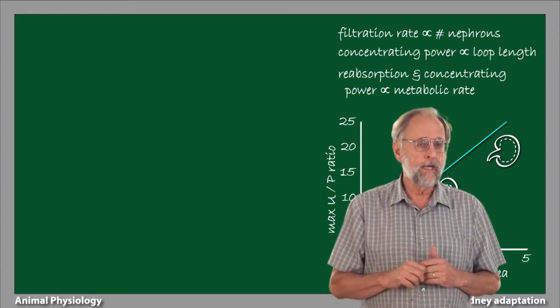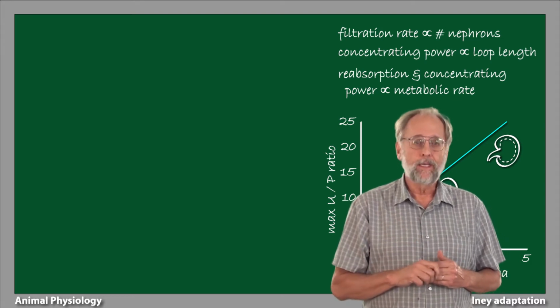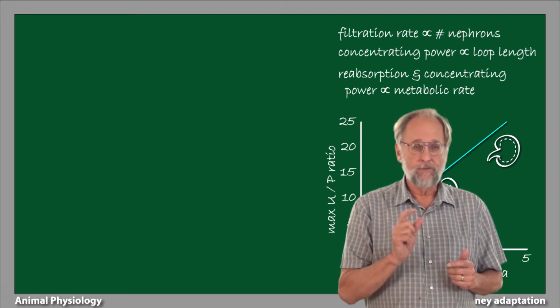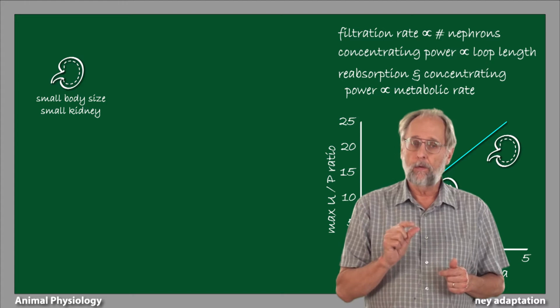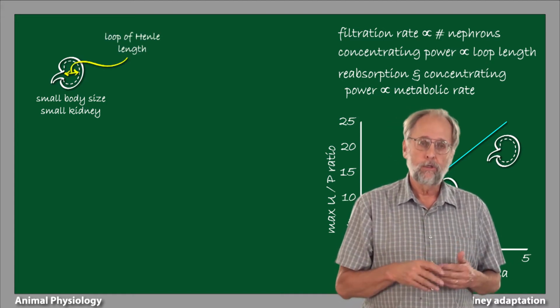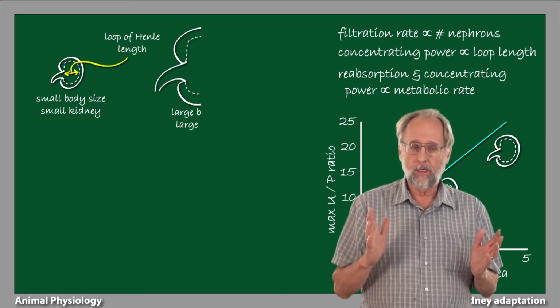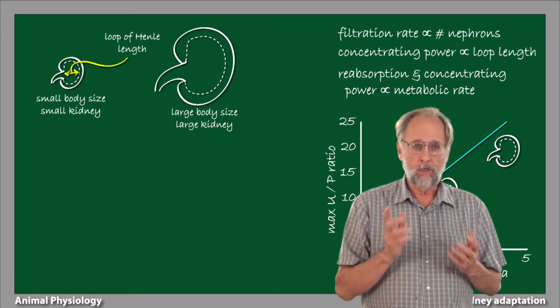relative to kidney size. So, for example, you would expect that the kidneys of small mammals, which have small kidneys and therefore nominally short loops of Henle, should be able to concentrate urine to a lesser extent than should large mammals that have large kidneys and therefore nominally long loops of Henle.